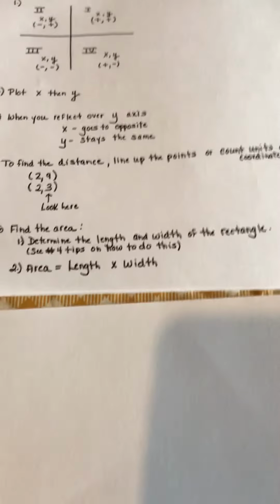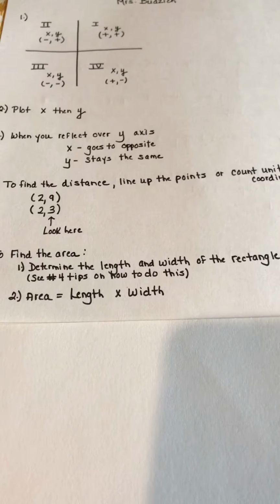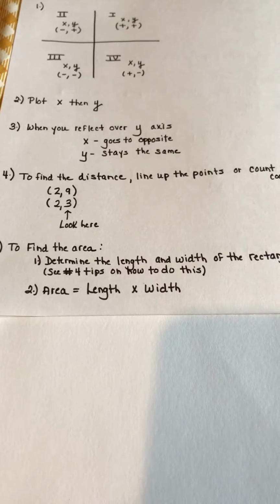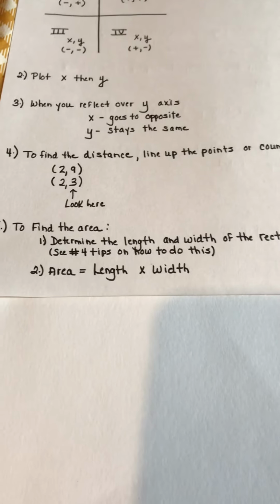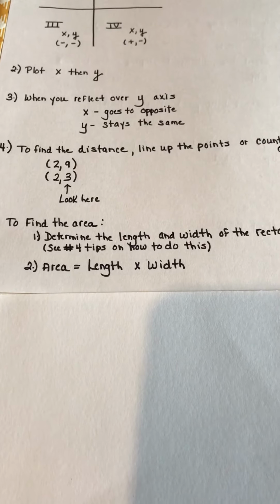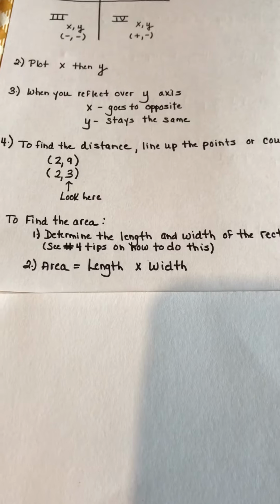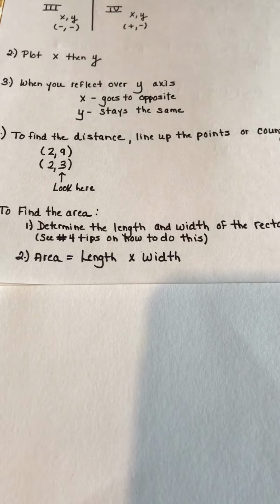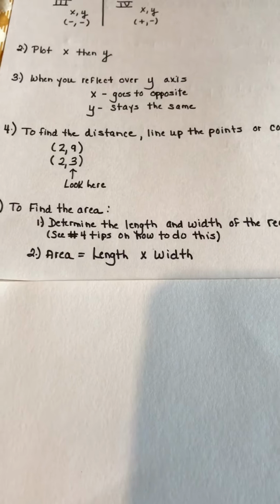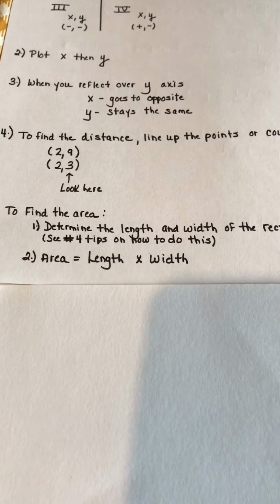For number 5, you have a rectangle on the coordinate plane. So the first thing you have to do is determine the length and the width of the rectangle. And you can do that by just counting up the units, or you can also look at the coordinates to determine the length and the width, and then use the area formula, area equals length times width.